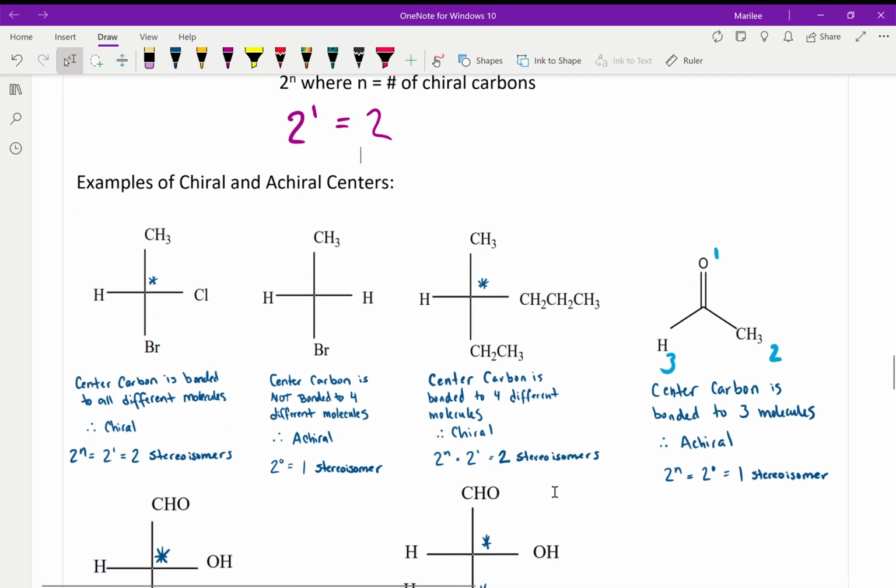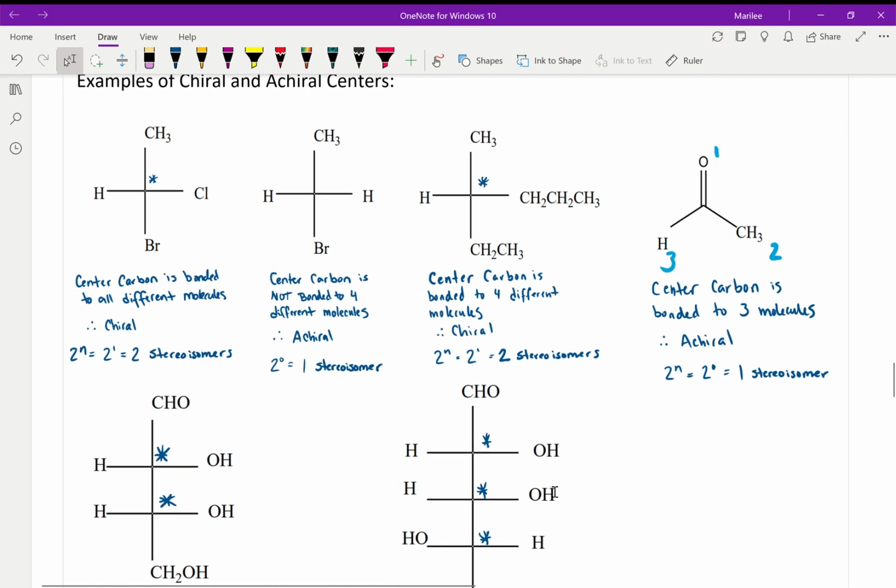So let's do some examples here. Our first example, we have our center carbon bonded to 4 different groups. Therefore our center carbon is chiral, so I denote that by the asterisk. Then we calculate our stereoisomers by the equation 2 to the power of n. 2 to the power of 1 is equal to 2, so there will be 2 stereoisomers of this molecule.